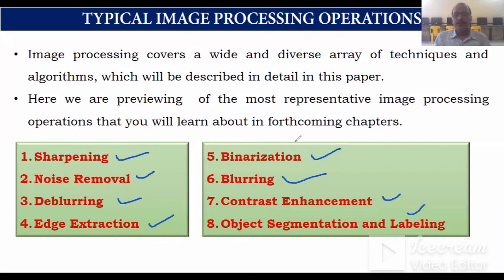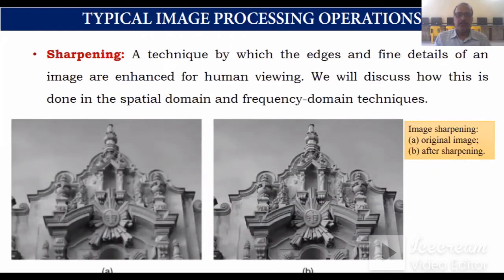These are some of the basic operations which are mostly used in DIP. Now we have to see each operation one by one. The first operation is sharpening of the image. Sharpening is a technique by which we can find the details of the image by enhancing the particular image.